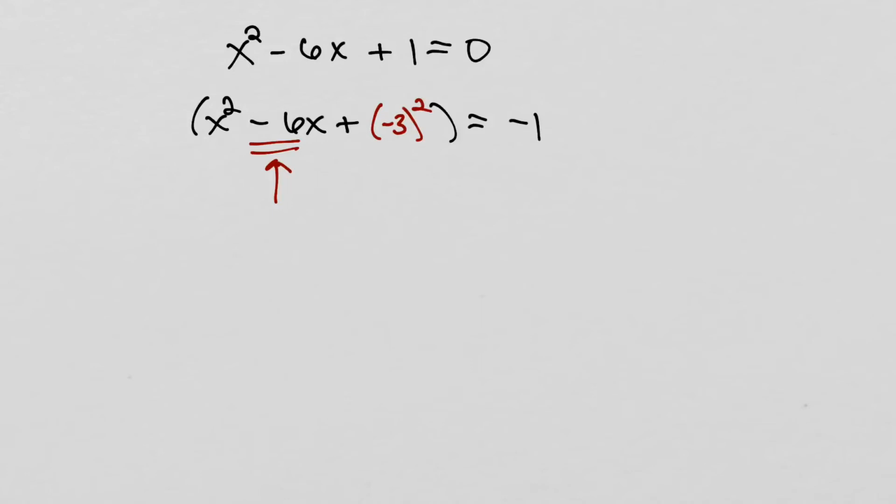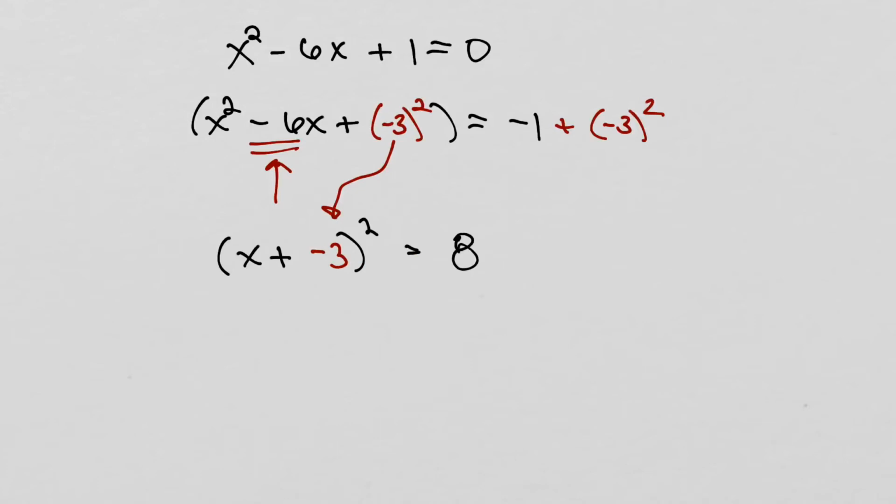And again, since I added that to the left-hand side, let's do the same thing to the right-hand side. All right, and then the way this will now factor is that this becomes x plus, again, whatever number this was. Right? So it'll be x plus negative 3 squared equals, let's see, negative 1 plus 9 gives me 8. Right? And then I could solve this by taking the square root of both sides to give me x minus 3 equals plus or minus the square root of 8.